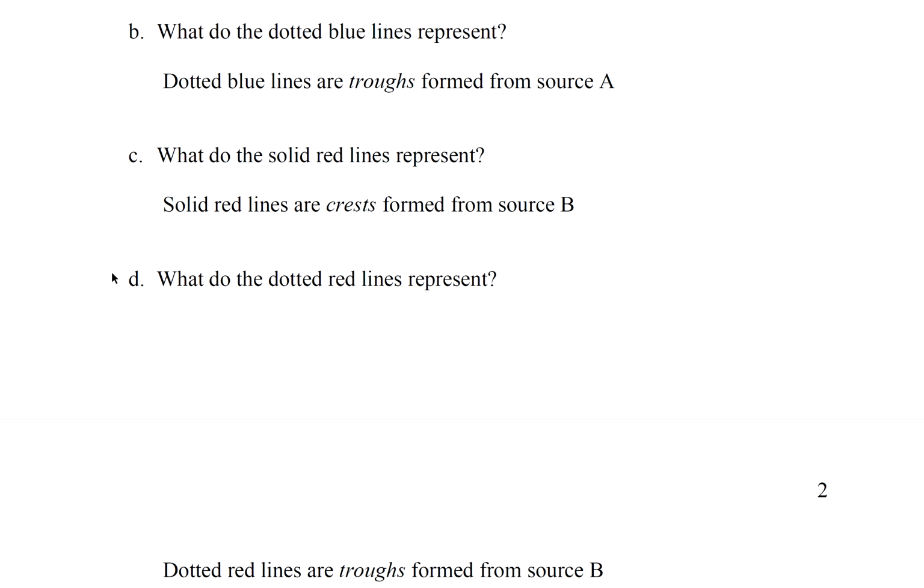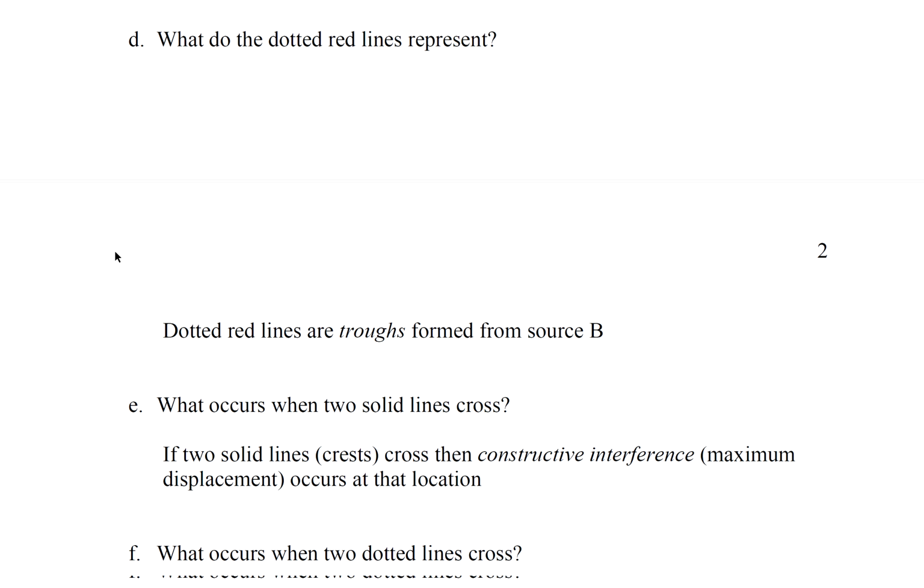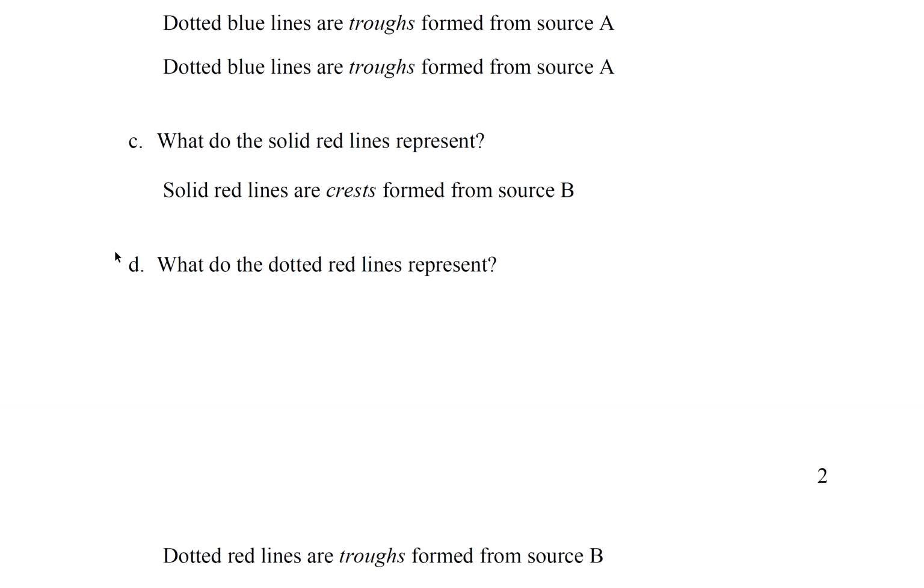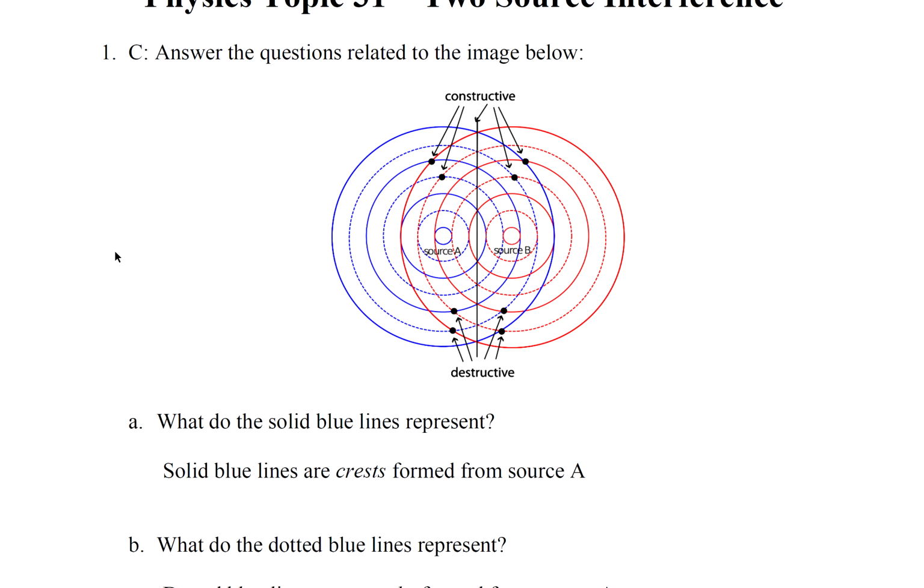And finally, what do the dotted red lines represent? Dotted red lines are troughs formed from source B. So take a look at this image, kind of like memorize it. You notice there's a place where the solid red line meets a solid blue line. And there's also a place where a dotted red line meets a dotted blue line. And there's also a place where a solid red line meets the dotted blue line. And there's a place where a dotted red line meets a dotted blue line.